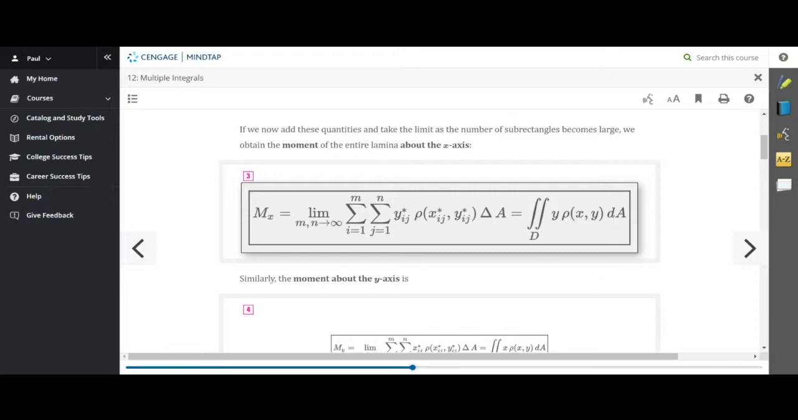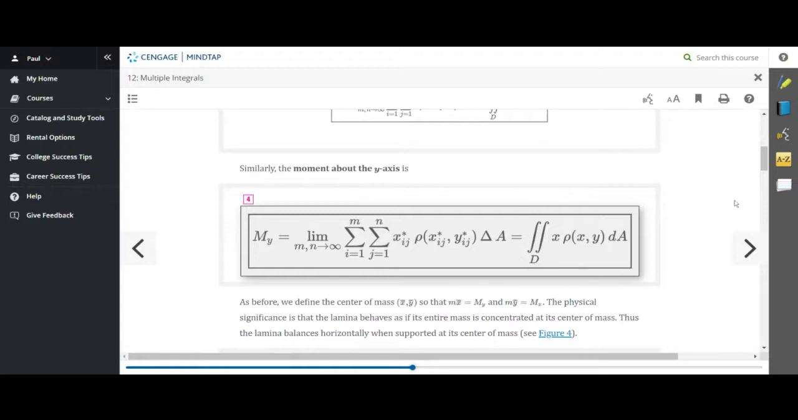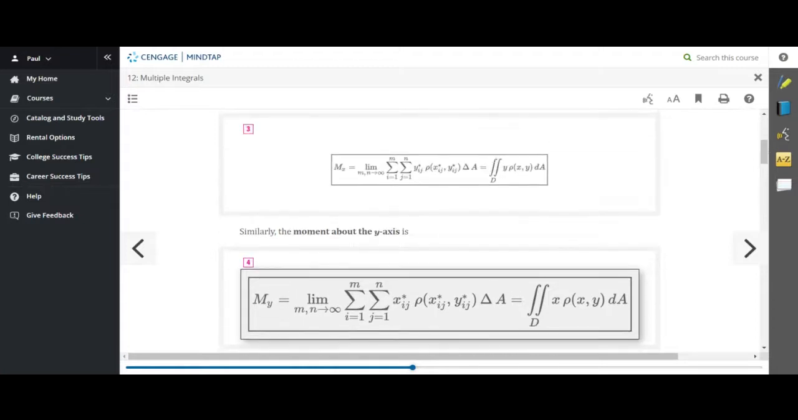Now, similarly, the moment about the y-axis, for that you would have the double integral of x times the density. So again, if you have a point on a lamina, how does that affect the center of mass about the y-axis? Well, how far is the point from the y-axis? That's going to be an x distance. And so there's your moment about the y-axis. Am I explaining this? Is this making sense?